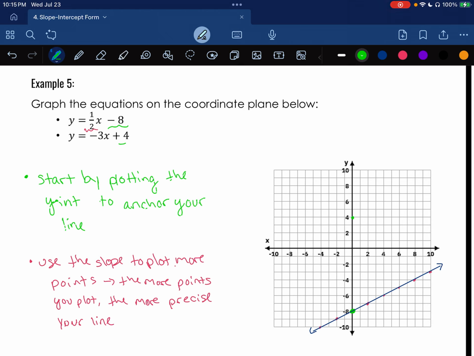Oh no! I broke up my line in a million pieces. That wasn't good. Let's try that again. Better. Okay. Those are our two lines. All right, we said it. Slope-intercept form.